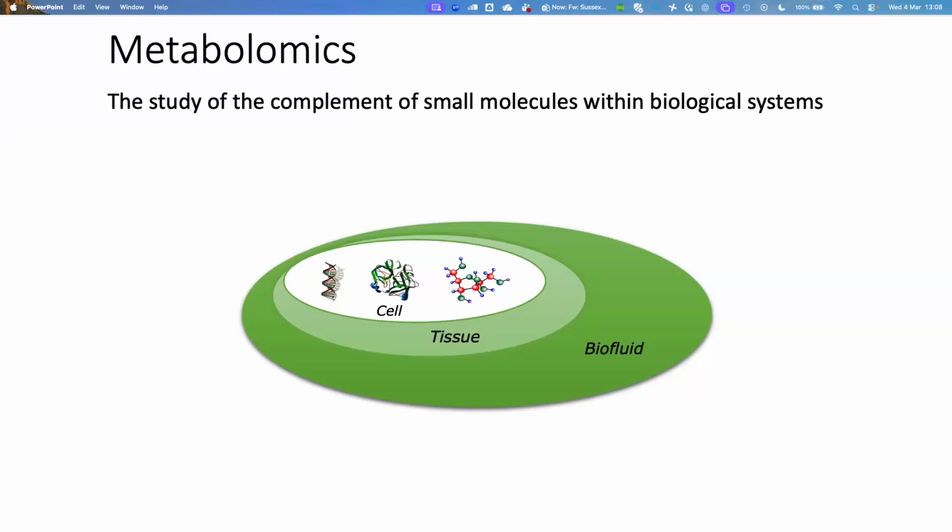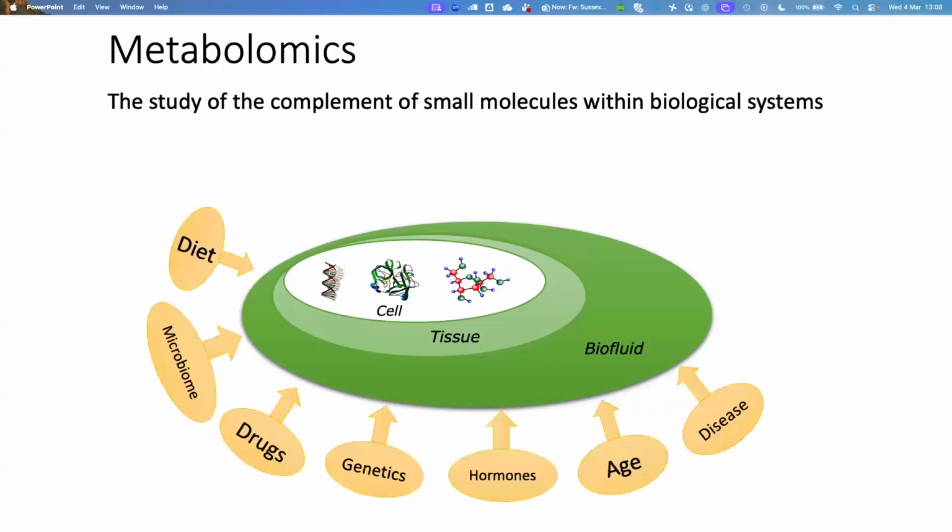And they also have other roles in biology, like signaling. But we don't have to worry too much about the specifics. The main thing is that they are involved in a huge number of biological processes, if not all biological processes. There are many thousands of different metabolites in a given biological system. They're influenced by, and they influence, many other factors.